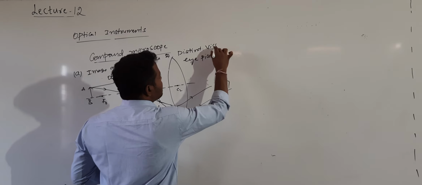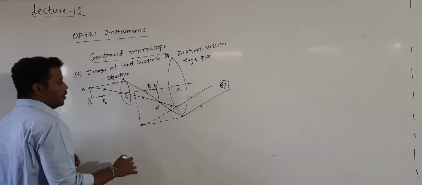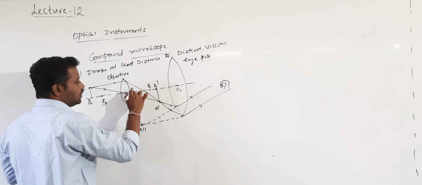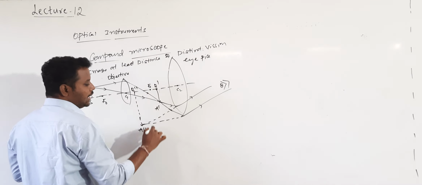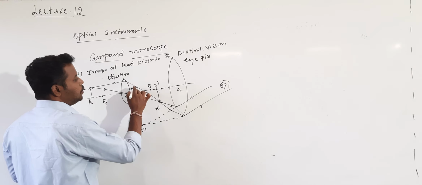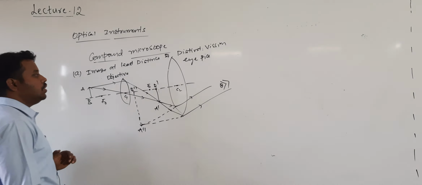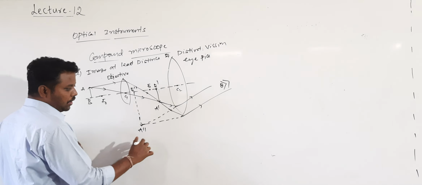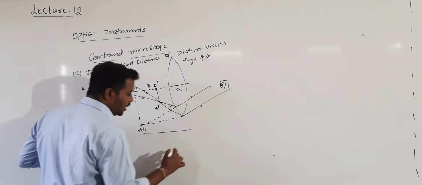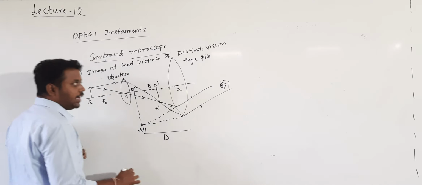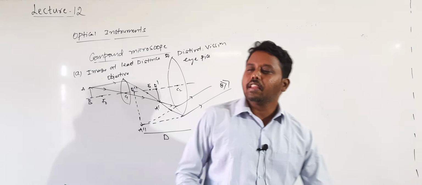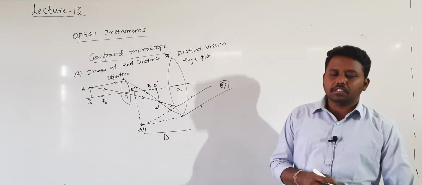For the image at the least distance of distinct vision, what does it mean? If I call this A double dash B double dash, this C2B dash value is exactly equal to the distance from here to here, which is equal to capital D. When the distance is equal to capital D, the image is formed at the least distance of distinct vision.